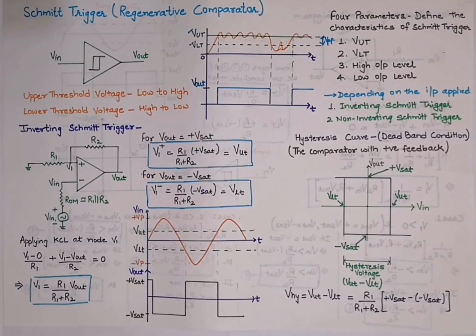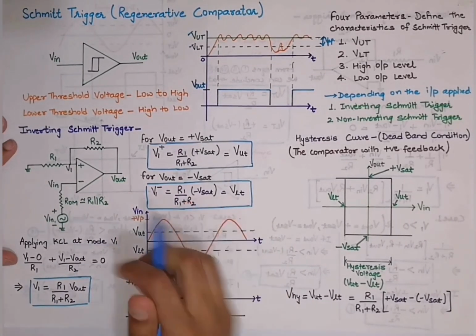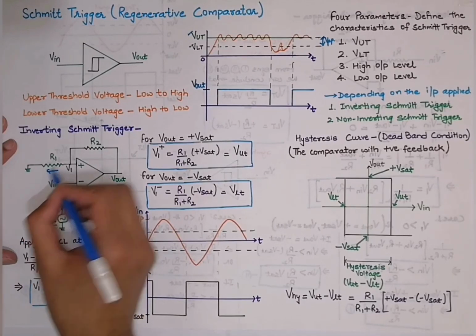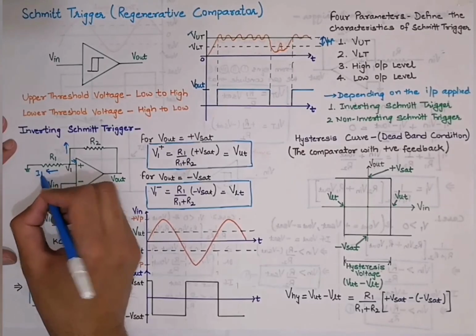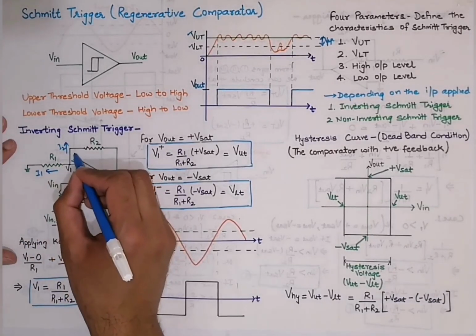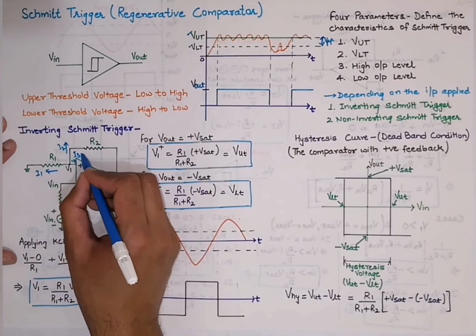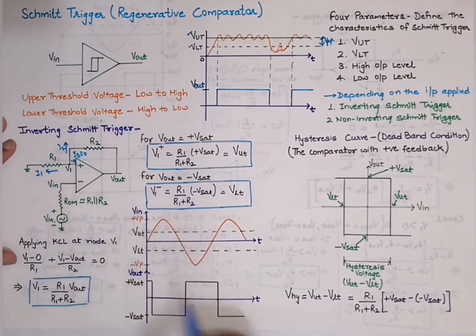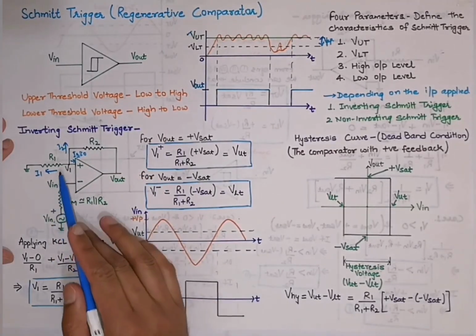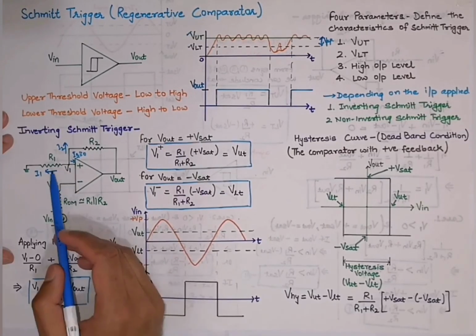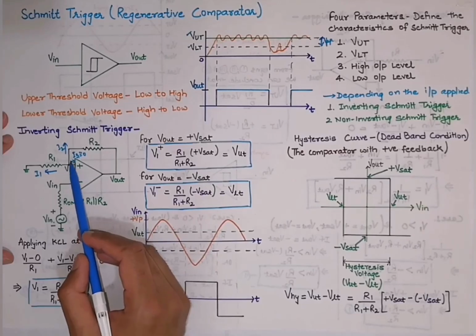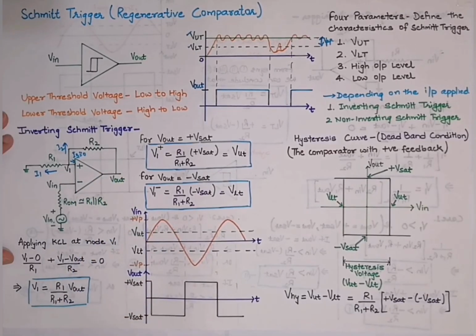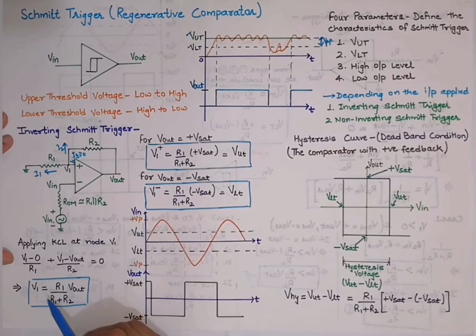By applying KCL, if we assume all the currents are going outward, then we can say I1 plus I2 plus I3, where I3 is almost equal to 0 because it is going inside the operational amplifier. So the current I1 plus I2 must be equal to 0, where I1 is V1 minus 0 by R1, and I2 is V1 minus V out by R2, equal to 0. So from here we get the value of V1 equal to R1 upon R1 plus R2 times V out.